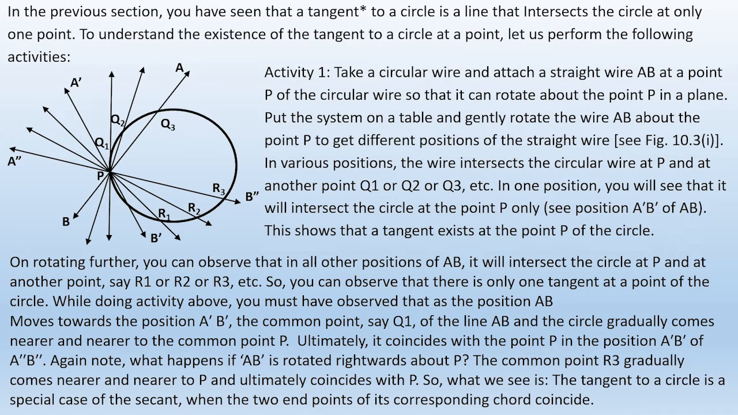What happens if AB is rotated rightwards around P once more? The common point R3 gets closer and closer to P until it finally coincides with P. The tangent to a circle is a special case of the secant which occurs when the two endpoints of its corresponding chord meet. Children, please go through the rest of the activity on your own.